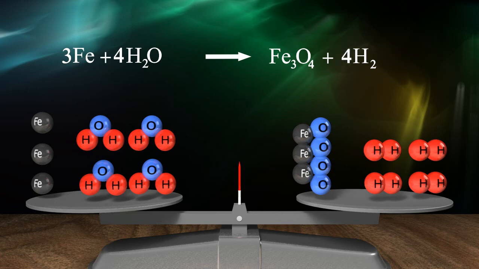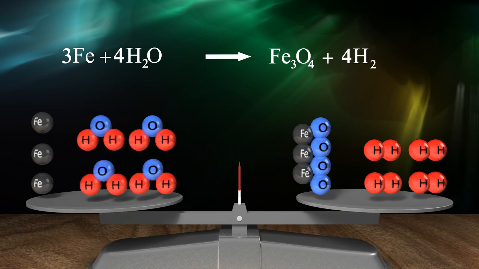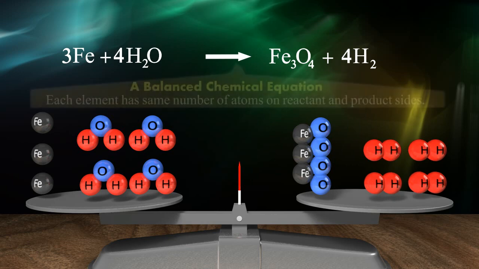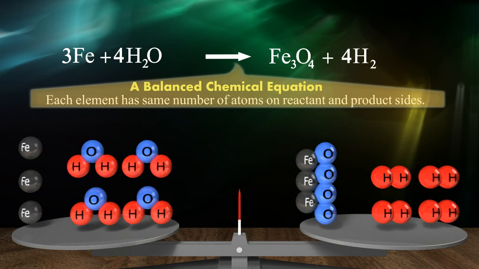Thus, in the actual reaction, 3 Fe atoms react with 4 water molecules to produce 1 molecule of Fe3O4 but 4 pairs of hydrogen gas molecules. This gives a balanced chemical equation with an equal number of atoms in their molecules on both the sides, perfectly following the law of conservation in a chemical reaction.